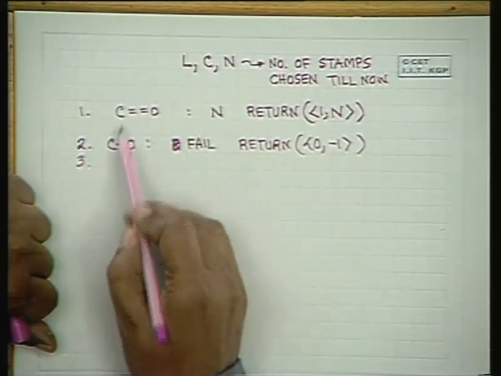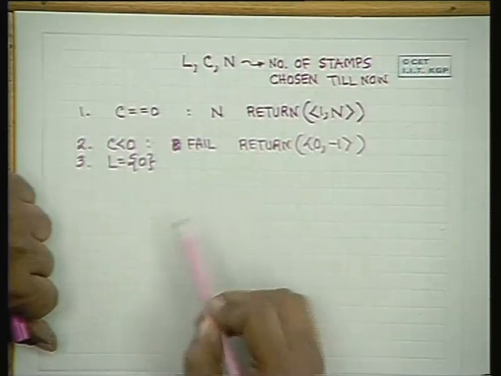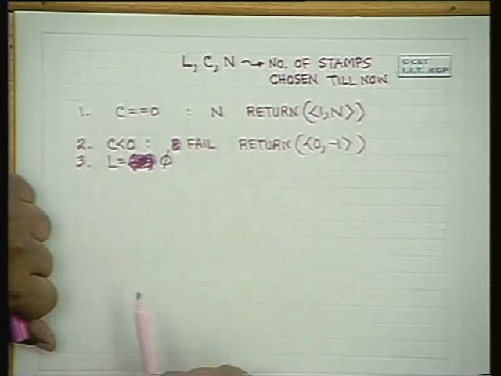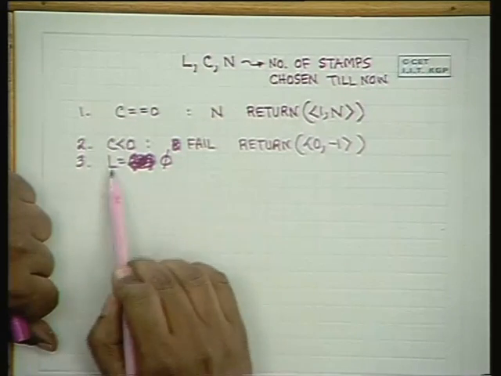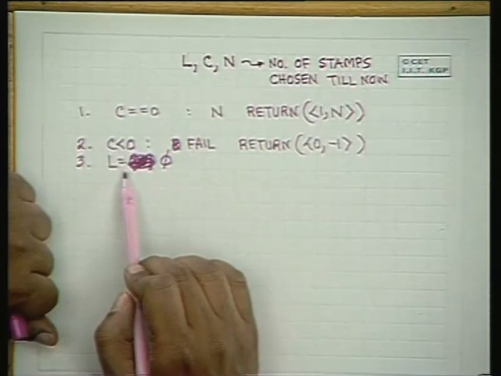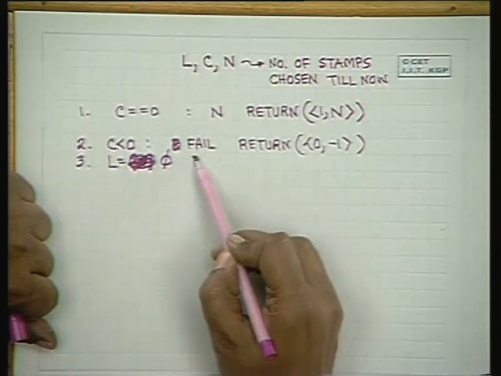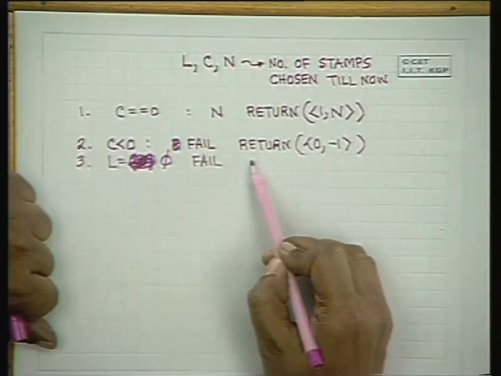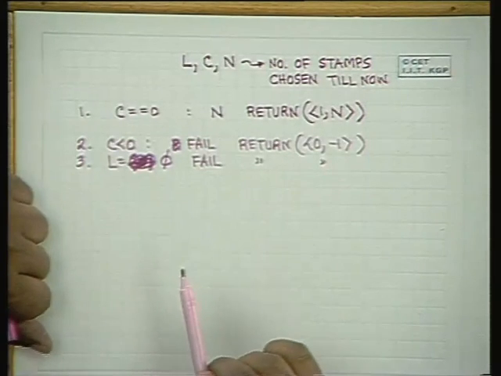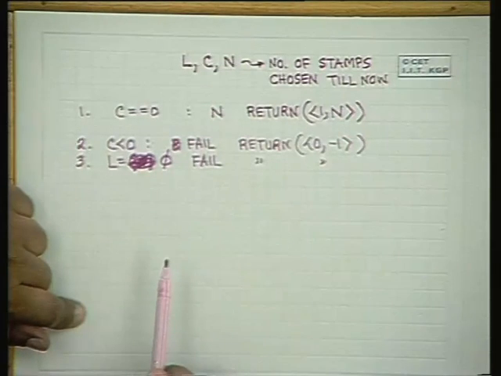Similarly, if these two are not true and L is null, that is C is not 0, C is not negative, but L is null. There is nothing to choose from. Therefore C, if it is not 0 and it is not negative, must be a positive quantity. If C is positive and L is null, you have no stamps to choose and you've still got to get a value, again you will fail. These are actually all the base conditions of the recursion. Now if these are not true, then obviously L is non-null and C is greater than 0.